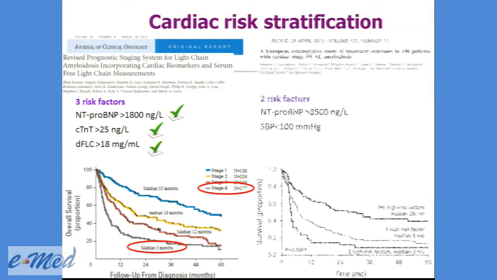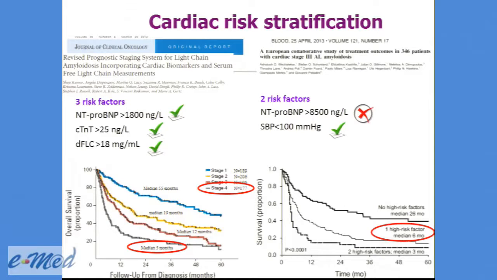Another risk system comes from Europe, and we have 2 risk factors in this system: the NT-proBNP at a high cutoff and the systolic blood pressure below 100. This patient has only one of them, which puts him in intermediate risk, but also a projected median survival of only 6 months, which is very comparable.